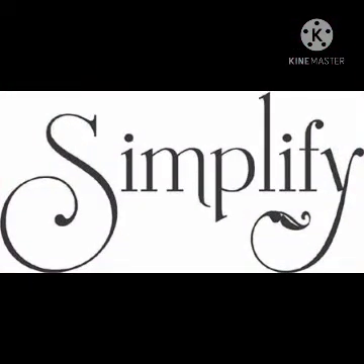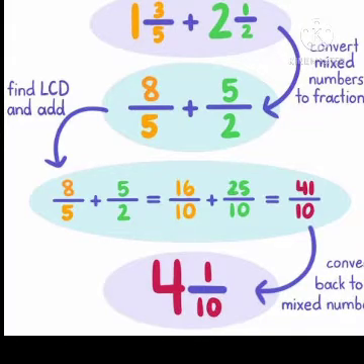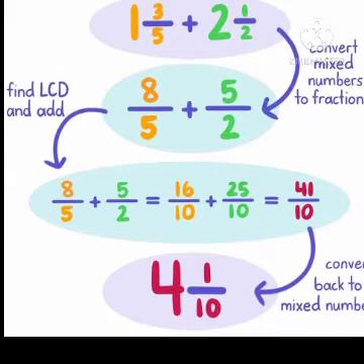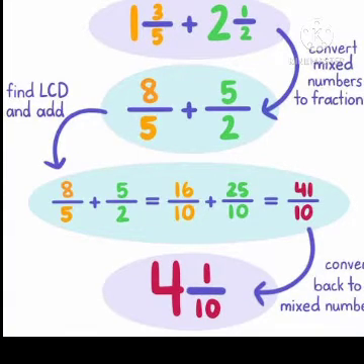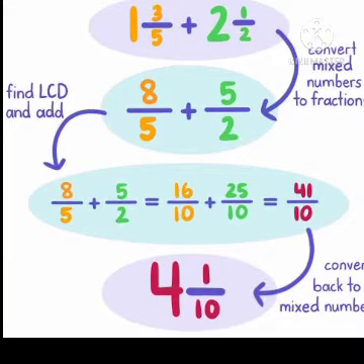See the second Roman, simplify. See the example here children. Here the numbers are mixed fractions: 1 3 by 5 plus 2 1 by 2. First, what we have to do? Convert mixed numbers to fractions. Here we have to convert the mixed numbers to fractions. Afterwards, find the LCM. Here we have to do the LCM of 5 and 2. So for 5 and 2, the LCM is 10.